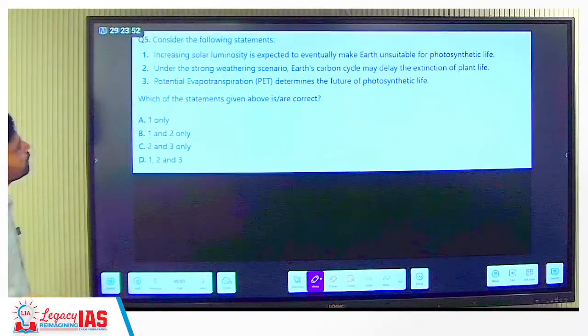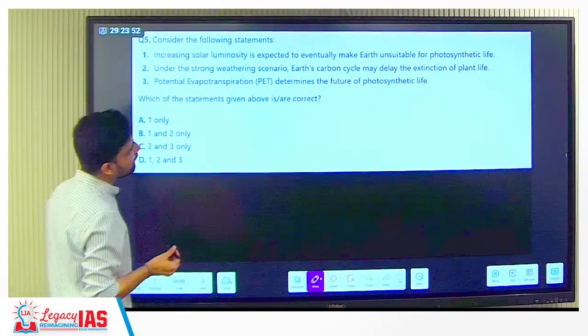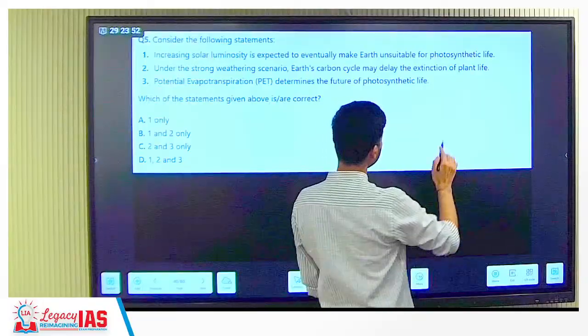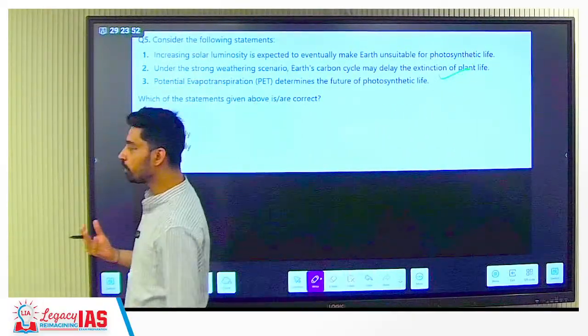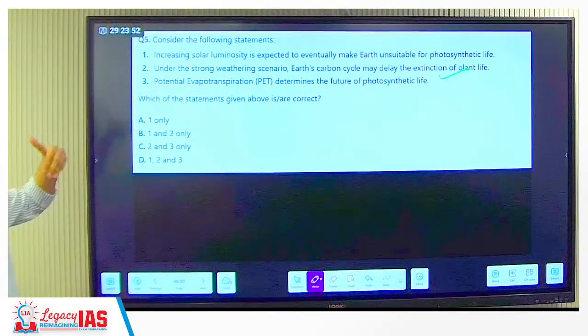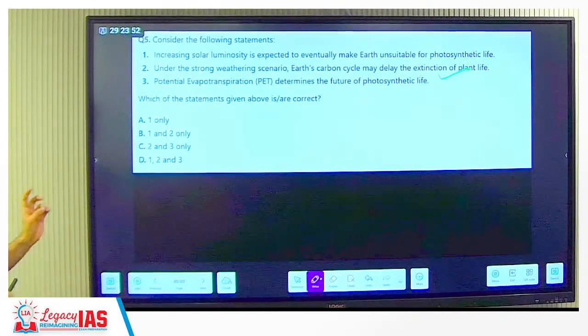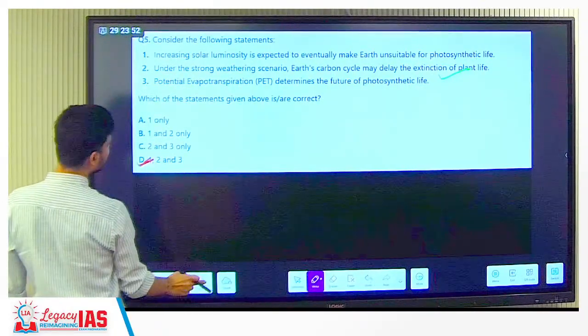Then, increasing solar luminosity is expected to eventually make Earth unsuitable for photosynthetic life. True or false? True. Luminosity means more heat, energy, light. Under the strong weathering scenario, Earth's carbon cycle may delay the extinction of plant life. We have seen that if you are able to remove carbon dioxide, the extinction of plant life would take place over a longer time duration. PET determines the future of photosynthetic life. This is also correct. So all three.